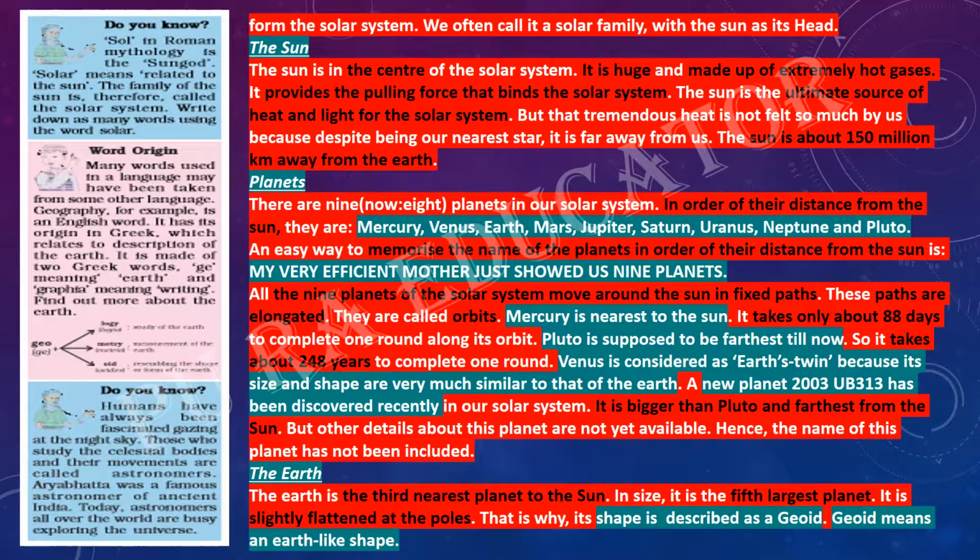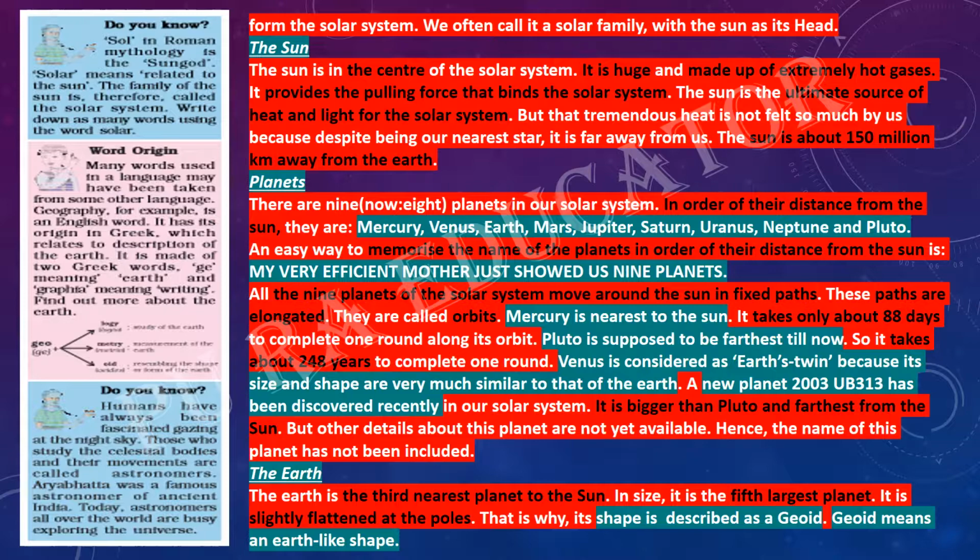The Sun is the ultimate source of heat and light for the solar system, but its tremendous heat is not felt by us because it is very far from us, though it is the nearest star. The Sun is about 150 million kilometers away from the Earth. This fact has been asked in most of the competitive exams.